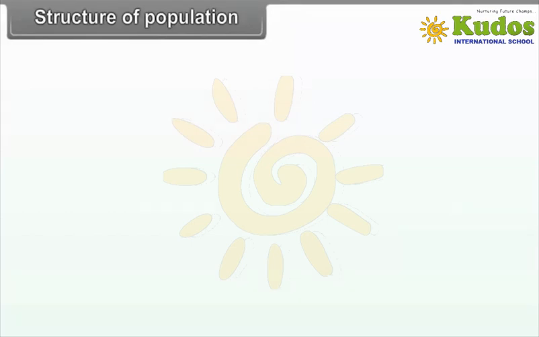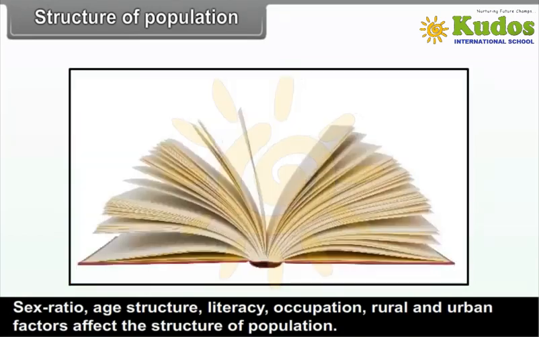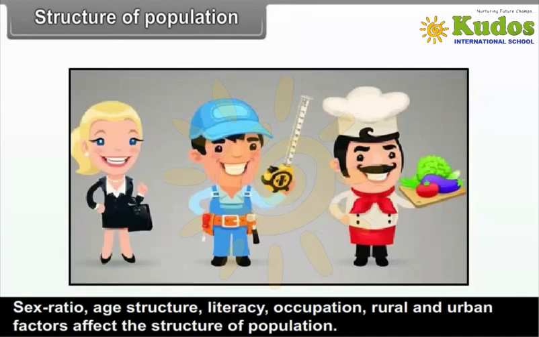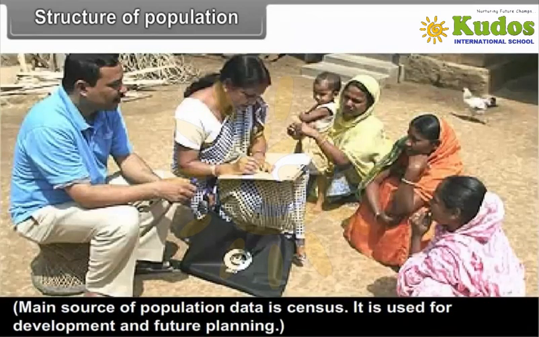7.2 Structure of population. Sex ratio, age structure, literacy, occupation, rural and urban factors affect the structure of population. The main source of population data is the census. It is used for development and future planning.